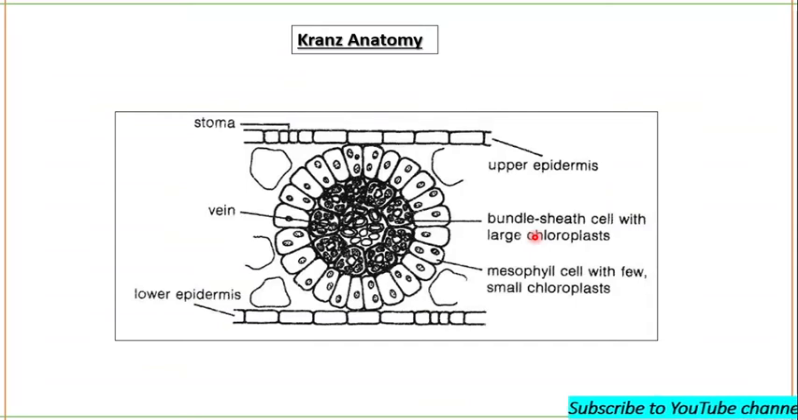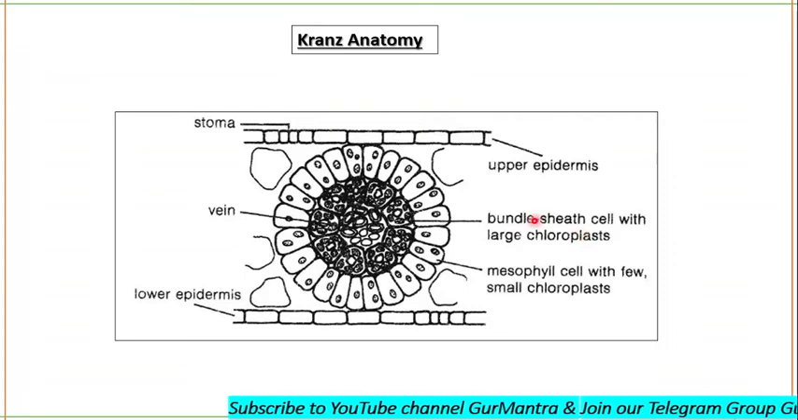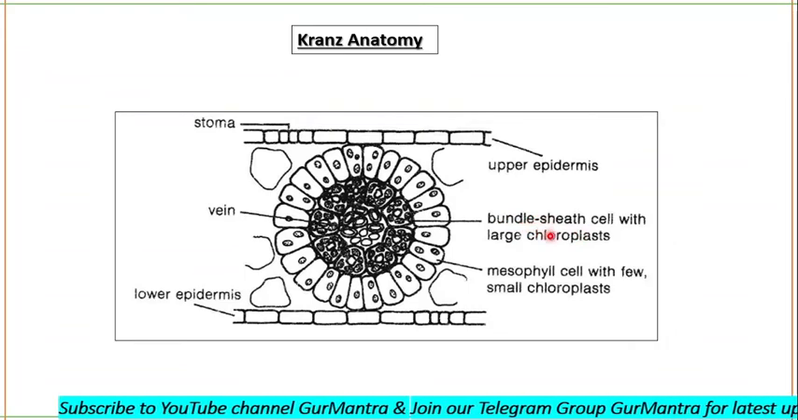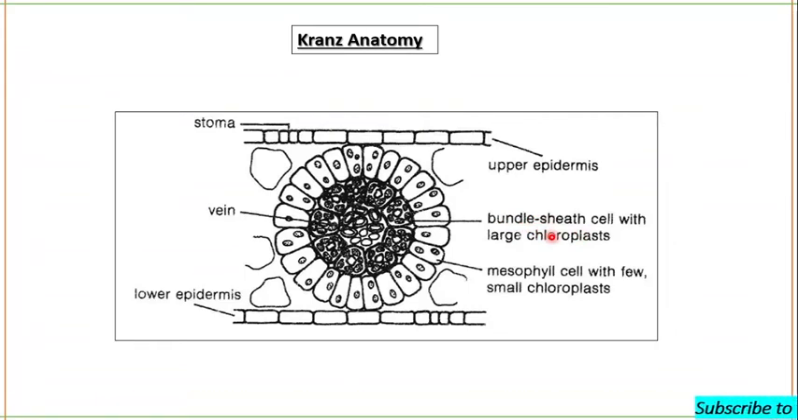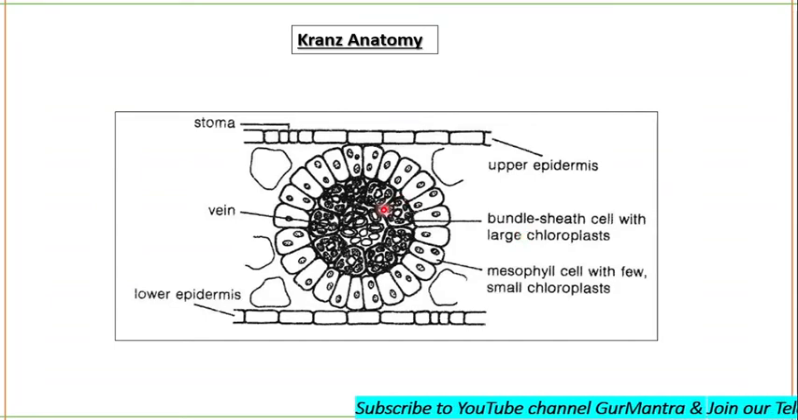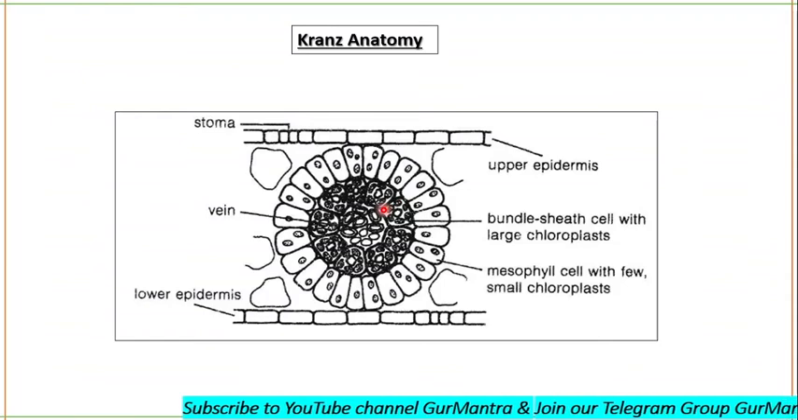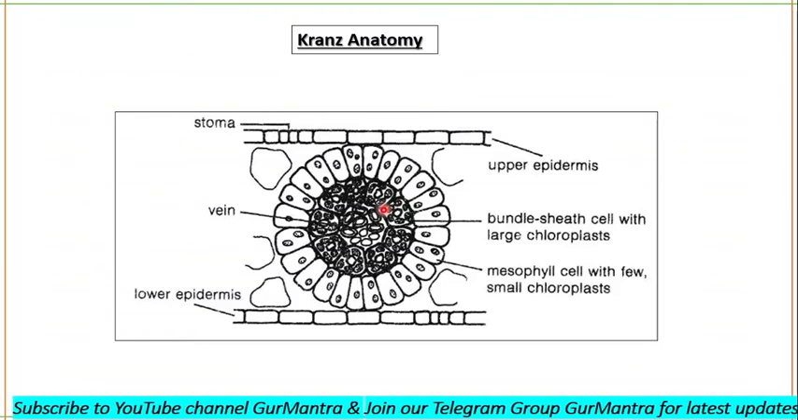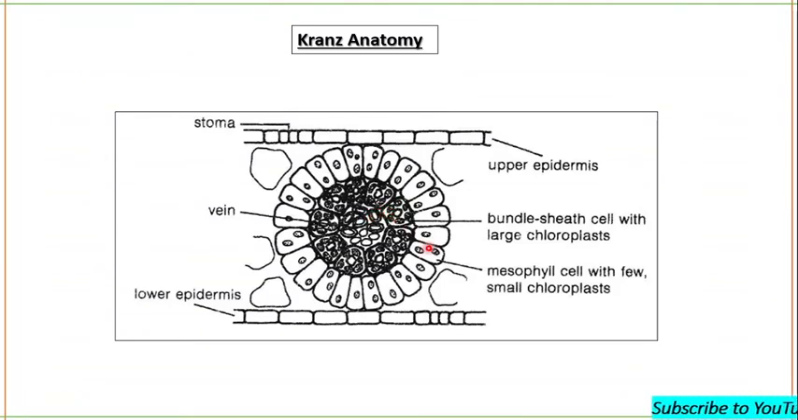We cannot see the grana. Instead, we see only lamellar type of formations. That's why the chloroplast in case of bundle sheath cell is known as agranal chloroplast. So now the Calvin cycle is going to be there in bundle sheath cells and not mesophyll cells. Let's talk about it later.